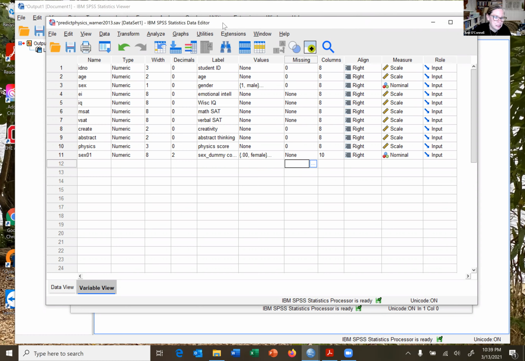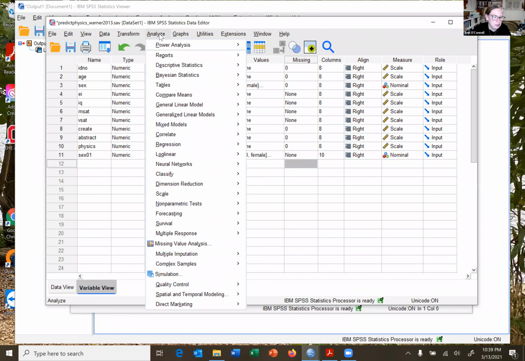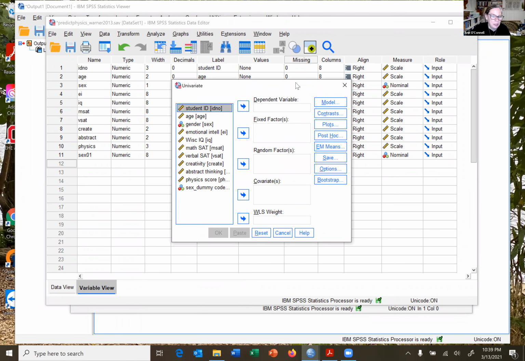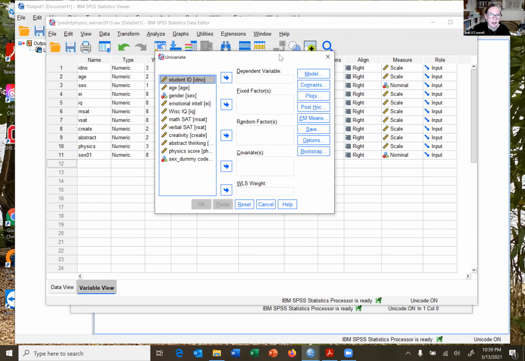So the first thing we see is our data. You know, you can look at data view or variable view. So we're going to go to Analyze and choose General Linear Model and choose Univariate. We've done this several times before, so I'm hoping this is really a reminder or a review. So our dependent variable is physics score. So I'm going to bring that up to the right-hand side where it says dependent variable.